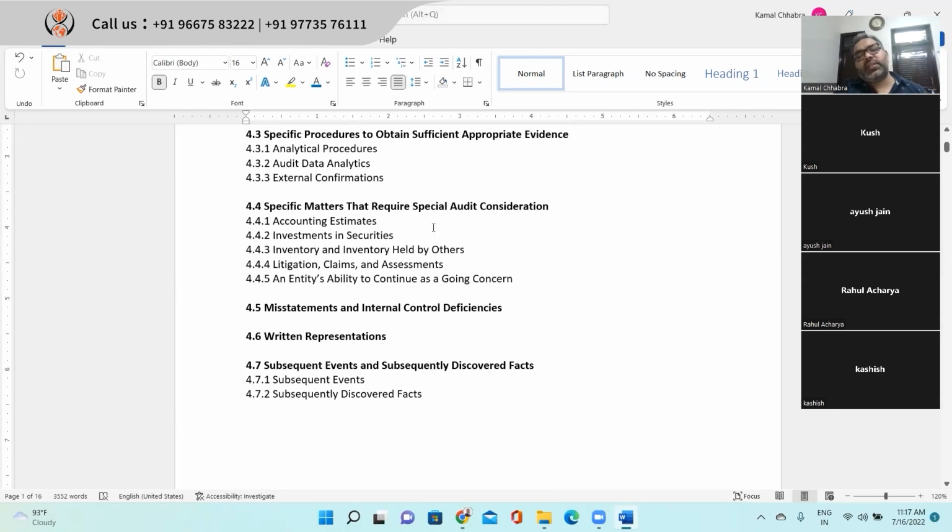Then the next topic is specific matters that require special audit consideration. In every audit, there are certain areas which are considered special audit considerations. It may be your significant risk area, it may be your fraud risk area, and these areas can also be considered in your audit report as a critical audit matter. So in the last chapter, when we discuss the audit report, you can correlate that the critical audit matters might be coming from these areas.